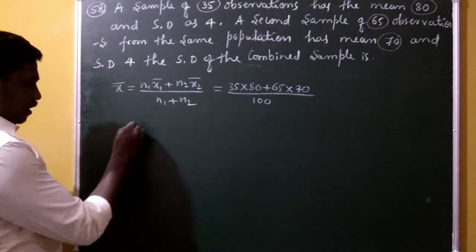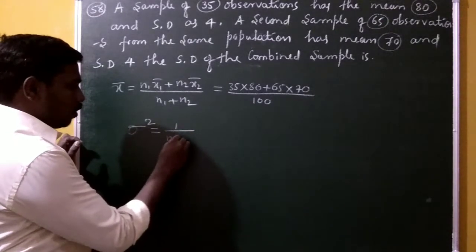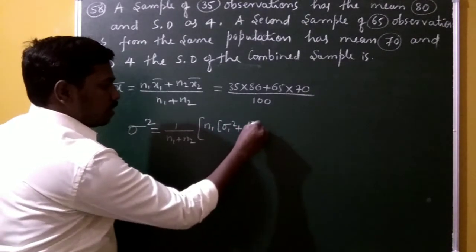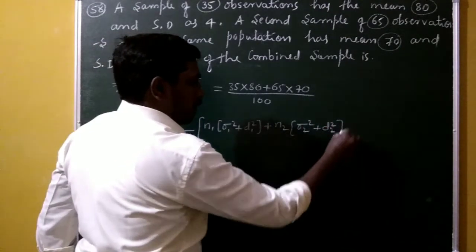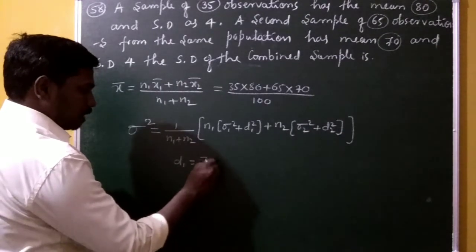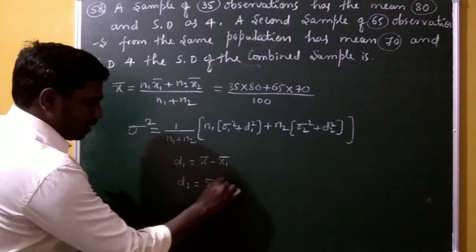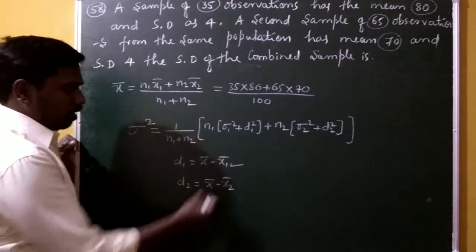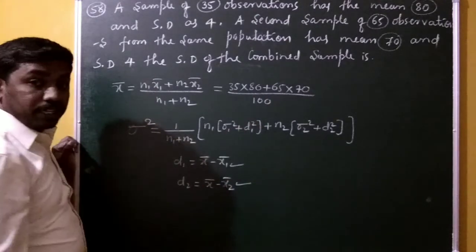Next, for the combined standard deviation, let us write the combined variance. The combined variance is defined as 1 over n1 plus n2 into n1 into sigma 1 square plus d1 square, plus n2 into sigma 2 square plus d2 square. Here d1 is equal to x bar minus x1 bar, and d2 is equal to x bar minus x2 bar, using the x bar you calculated. If d1 or d2 is negative it is fine, because d1 square becomes positive.